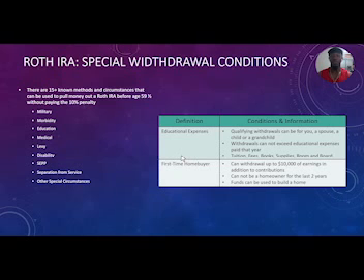The other thing I'll say is that it's not necessarily just for first-time home buyers. If you haven't been a homeowner in the last 2 years, then you technically qualify as a first-time home buyer under this provision, and you can still pull the money out for that reason as well. So I know that was a lot, but those are all the ways that you can pull money out of a Roth IRA for different circumstances.